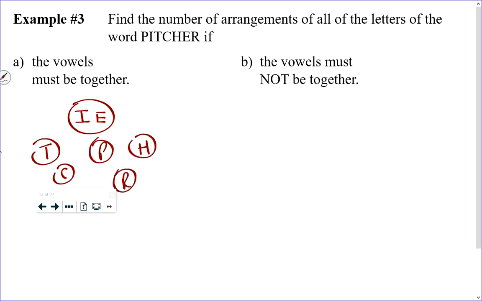Did I get them all? Okay. So I'm arranging 1, 2, 3, 4, 5. I believe that's 6 items, which would be 6 factorial. But I also have to arrange those 2 items, which is 2 factorial. So I get that, which is, I want to say 1,440. Yes? Okay.